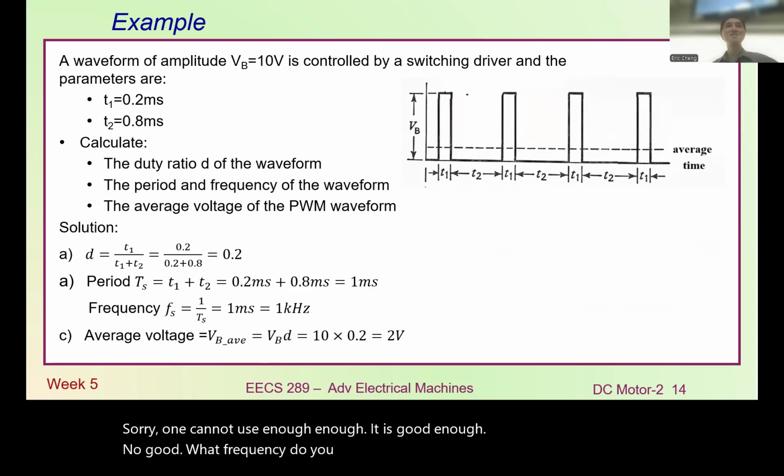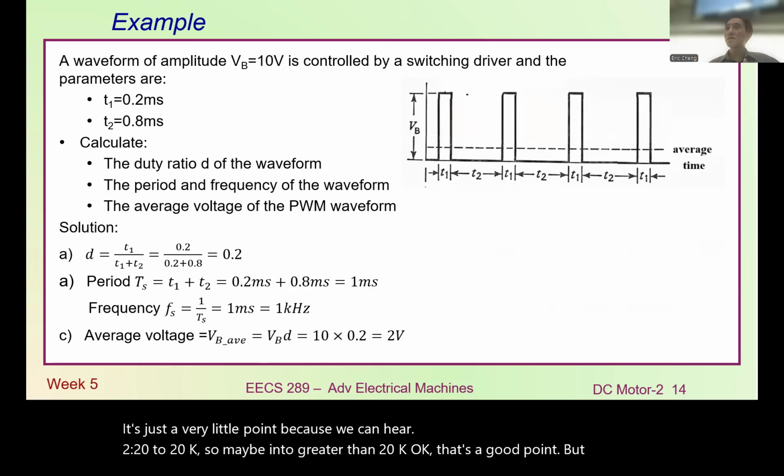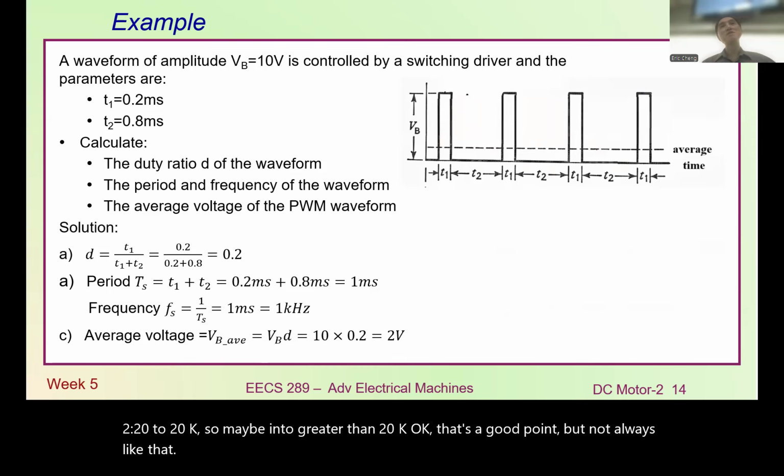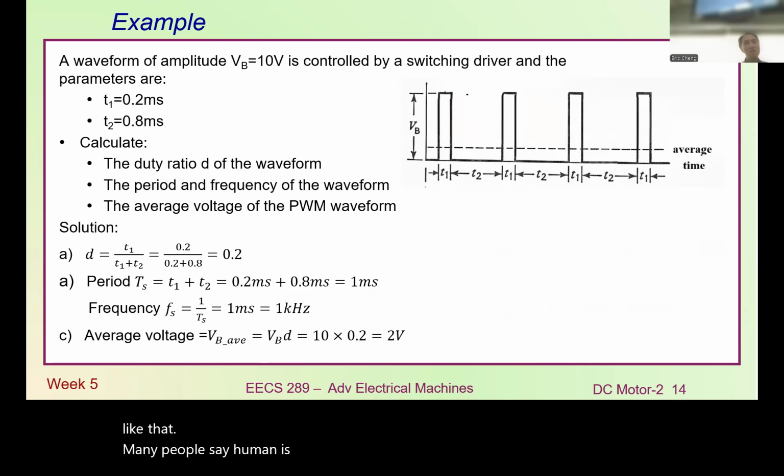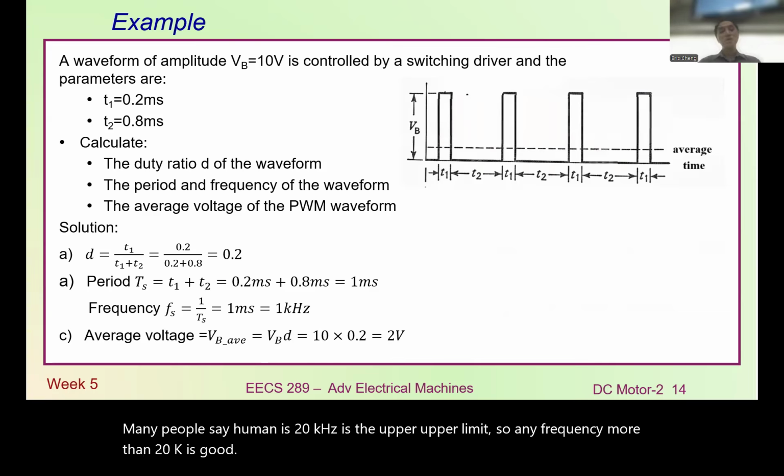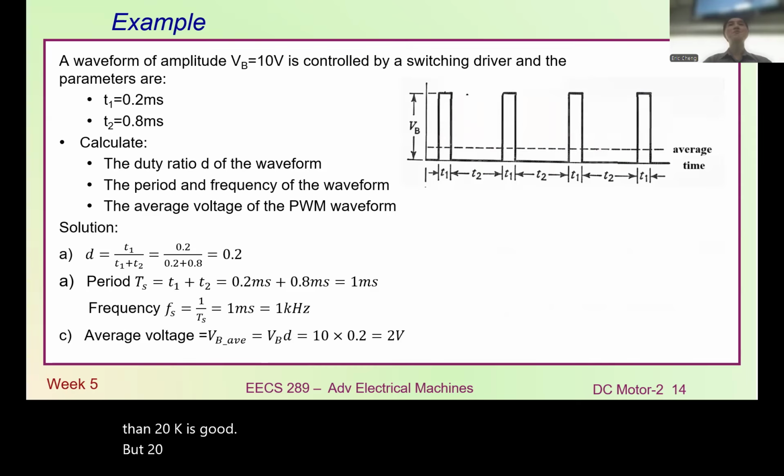Or maybe it's just a very little point because we can hear 20 to 20K. So maybe we need greater than 20K. Okay, that's a good point, but it's not always like that. Many people say for humans 20 kilohertz is the upper limit, so any frequency more than 20K is good. But 20 kilohertz is sometimes slightly high for many high power motor drives and also motors.